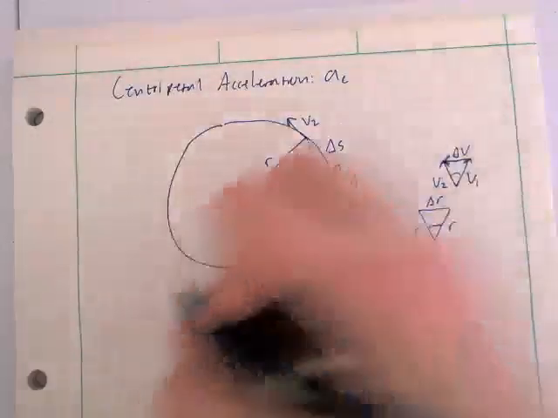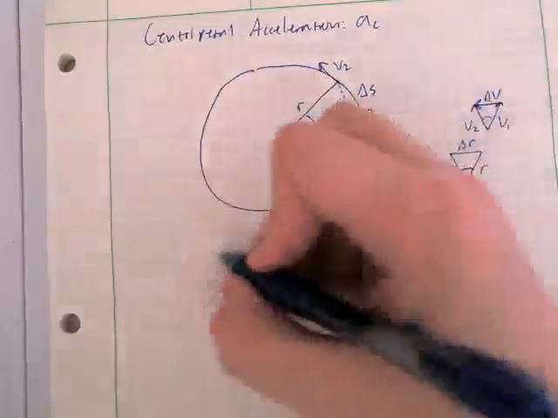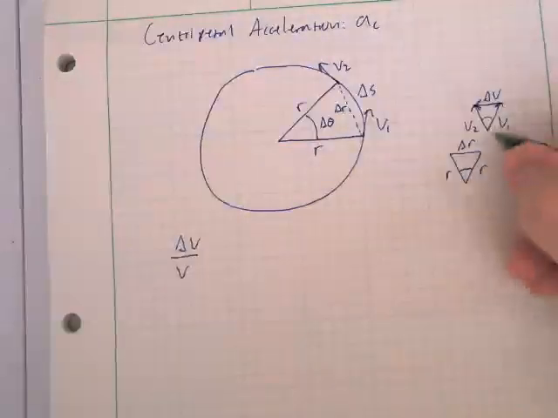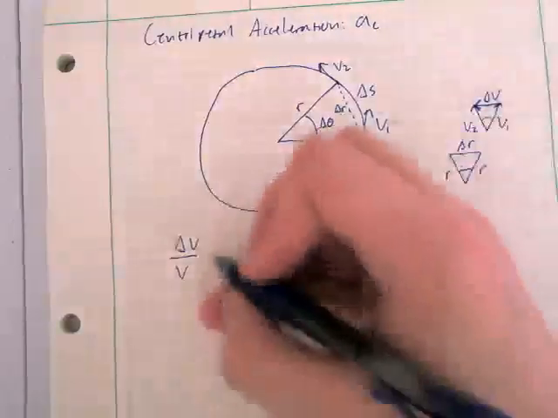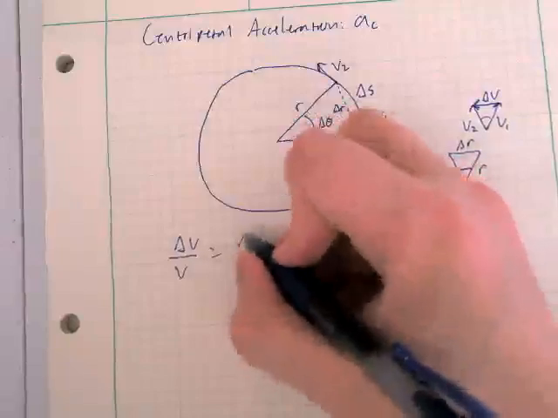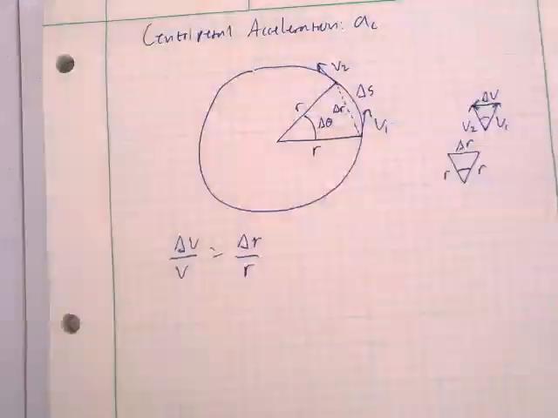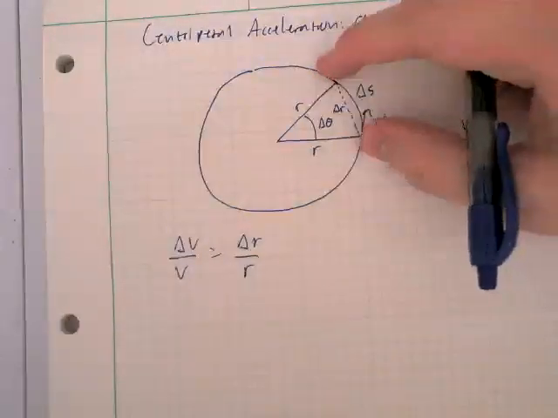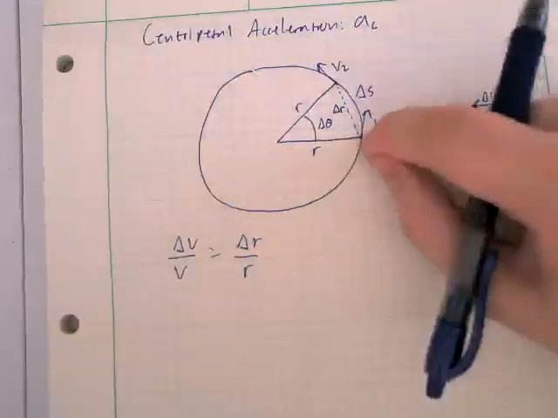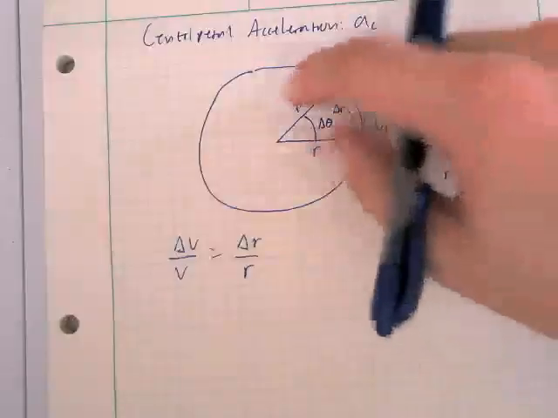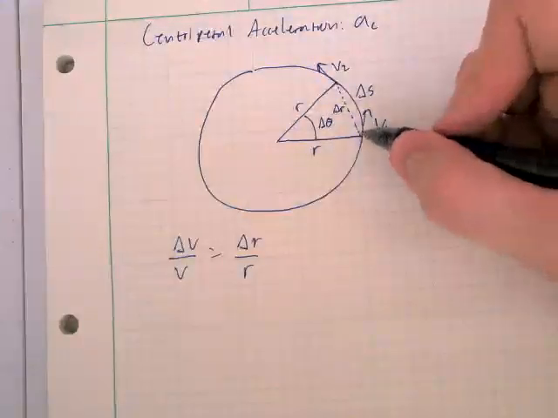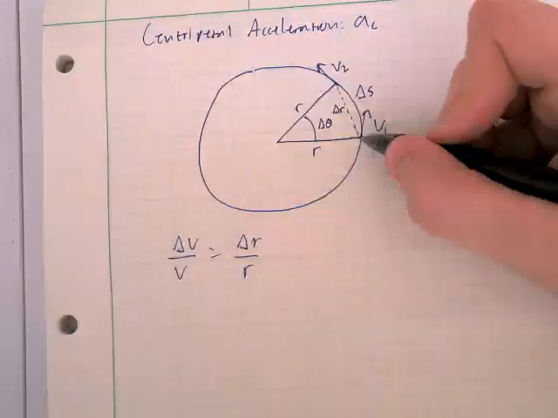So what I can say is this ratio of delta v over v, right? And in v1 or v2, it doesn't matter, the magnitude is the same. So delta v over v is going to be equal to delta r over r. Now, what we can do from here is let's do this for a very small angle. Let's do this from one instant to the next, right? So I know I've drawn this kind of big, but let's imagine I want to look at what the change in velocity is from one instant to the next, right?